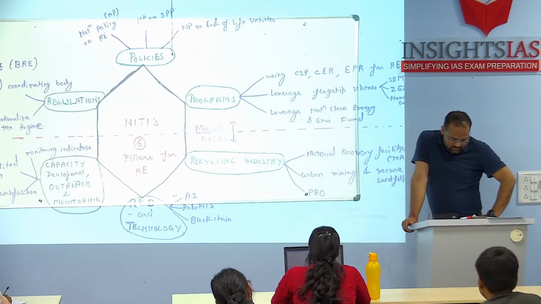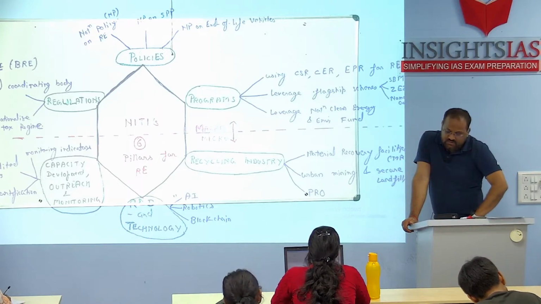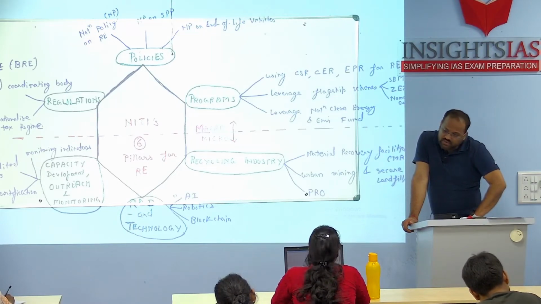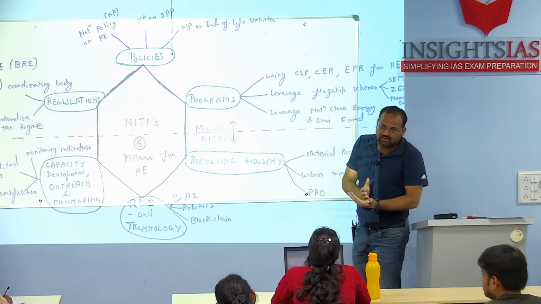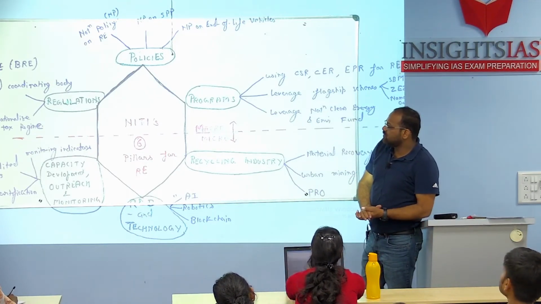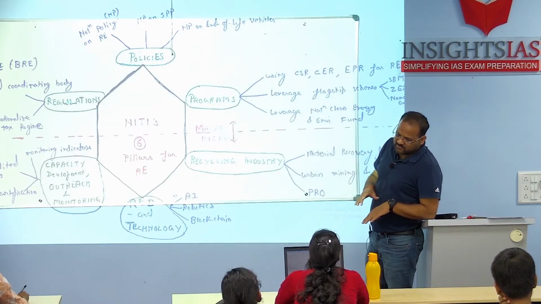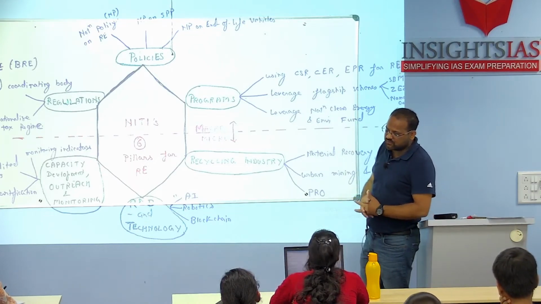Last is develop monitoring and outcome indicators for tracking progress on resource efficiency. Monitoring indicators are required to track the progress on resource efficiency. So we are talking about Niti Aayog's 6 pillars of resource efficiency. Whatever we discussed, there are 6 pillars of resource efficiency.